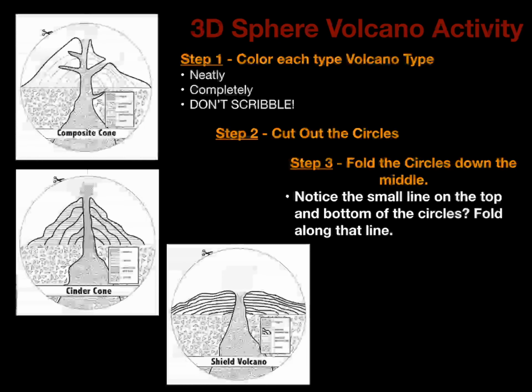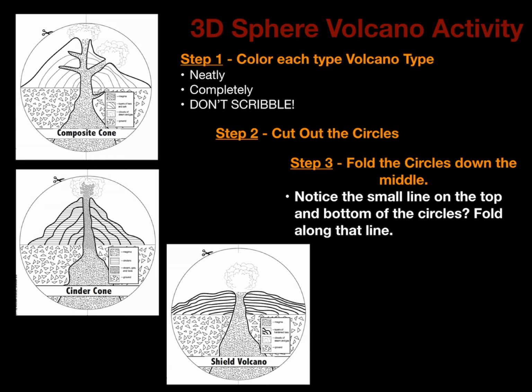Okay, now let's talk about the 3D sphere volcano activity. In your packet, kind of in the same packet that you found the Venn diagram, you're going to find an assignment that has these 3 pages on it. In addition, there was an instruction page, and then there's another section that has these circles with just blank lines. We're going to talk about all of that. Some of you are going to be able to figure out how to do this if you just read the directions that I sent in the packet. But if you prefer to see more step-by-step, I've included that in here.